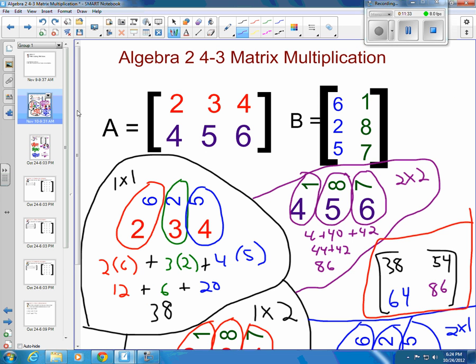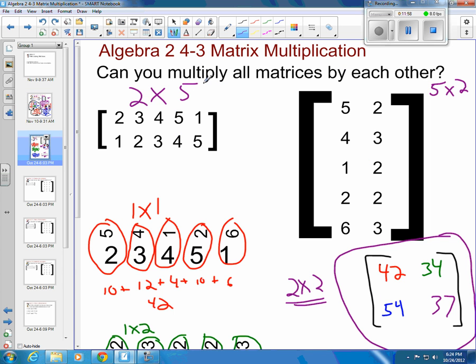Let's look back at this one. This was a 2 by 3. This was a 3 by 2. This 3 and this 3 had to be the same, because when we matched them up, we had to have the same number of elements. And our answer was a 2 by 2. Notice that the outside numbers give us what our resultant matrix is going to be, and the inside numbers tell us whether we can multiply them. Inside numbers, 5 and 5, we can multiply them. Outside numbers, 2 and 2, that's our resultant matrix size.